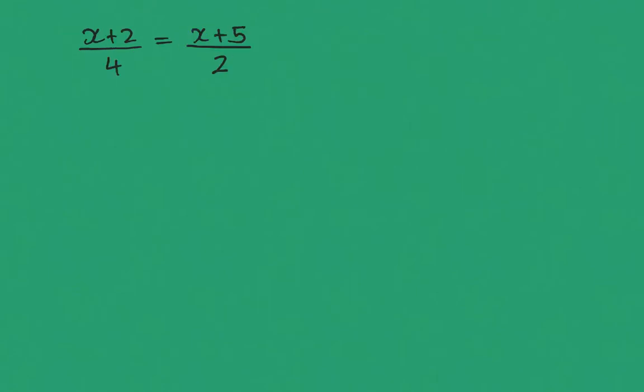Now we're going to learn something called cross multiplying. We draw a cross in and we multiply the two ends of the cross. Cross multiplying. That might help you remember. So, starting with 2 times everything at the end of that cross, x plus 2. 4 times everything at the end of the cross, x plus 5.